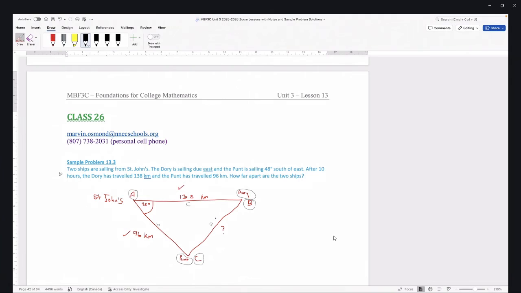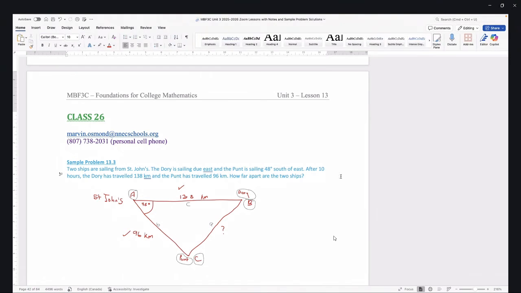The part that we're asked to find is how far apart are the two ships. And you know what? Let's go back in and let's tidy that up as well. And let's say here, after 10 hours. Okay.